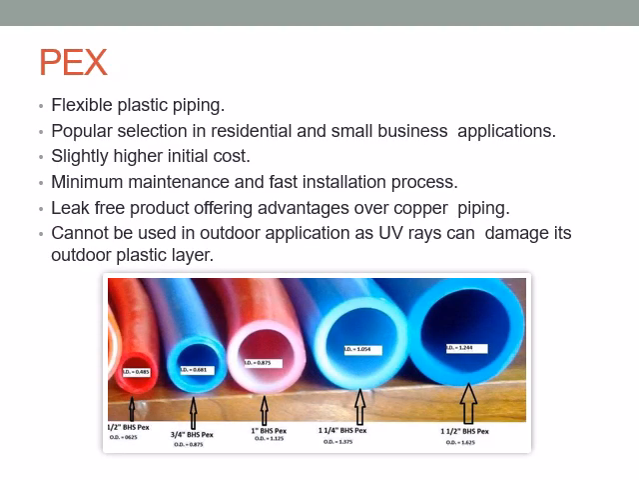So the first type of pipe is the PEX. It is a flexible plastic piping, a popular selection in residential and small business applications. It has a slightly higher initial cost, but minimum maintenance and a fast installation process. It is also a leak-free product, offering an advantage over copper pipings, but it cannot be used in outdoor applications as UV rays can damage its outside plastic layers.